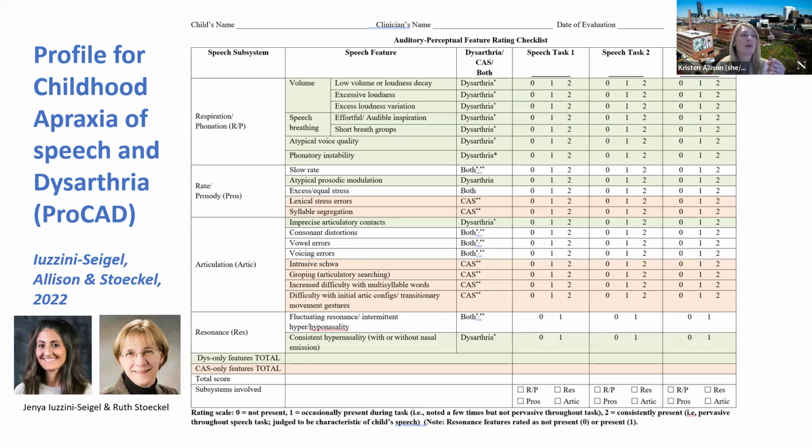So I'm happy to provide more information later about this tool if people want to ask questions about it. It's freely available in an open access tutorial that we published in LSHSS in 2022.